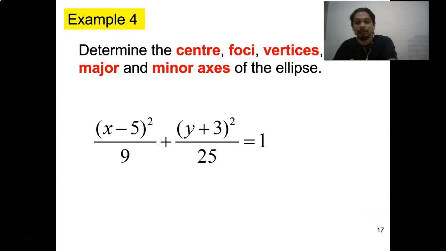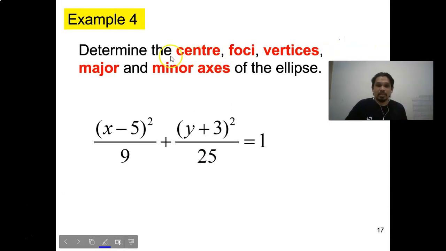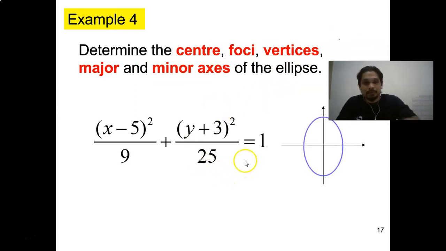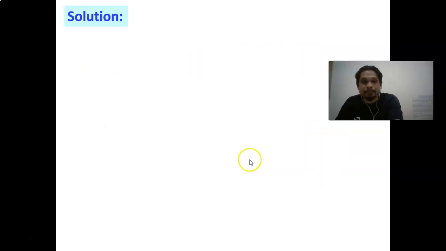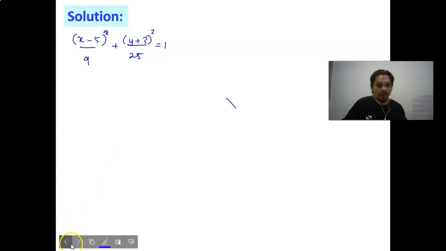Okay, so then this one here now. Okay, let's look at the question here. Determine the center, foci, vertices, major and minor axis of the ellipse here. So for this question, it is x minus 5 squared divided by 9 plus y plus 3 squared divided by 25 equal to 1.